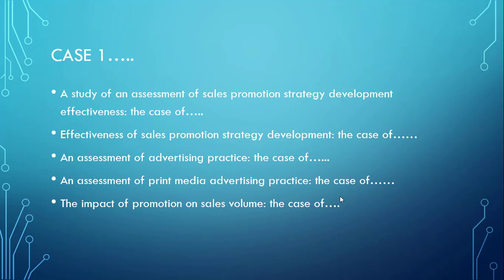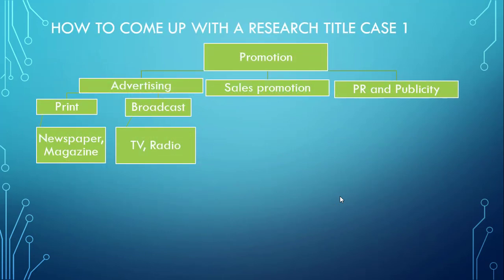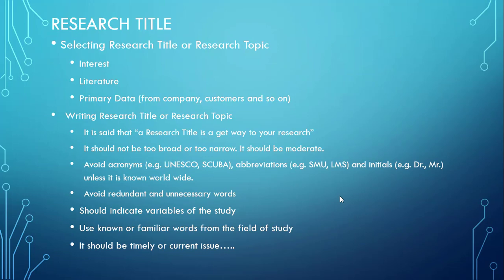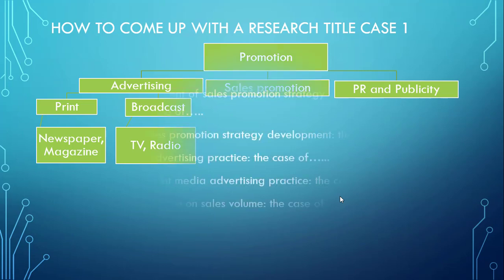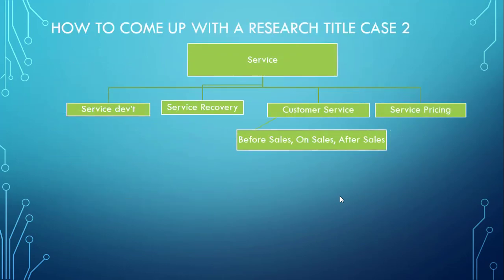So it is too broad, so it is better to minimize it by moderate means. But if you say, for instance, the impact of broadcast advertising on sales volume, the case of a certain company, it is somehow better. It's a little bit moderate compared to this title, so you could write your titles in this way. These are the evaluation criteria that you are going to use in writing your research topic or your research title. So let's see one more case, and let's finalize our discussion on titles.